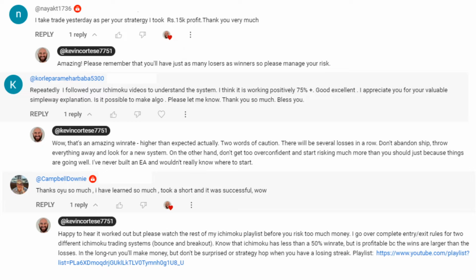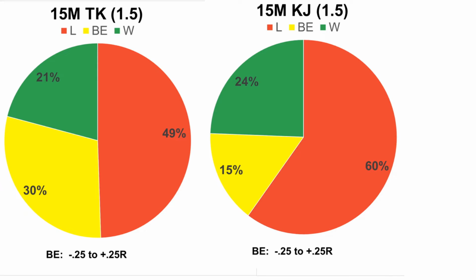Let's take a look at the actual stats for the 15-minute time frame. For a stop of 1.5 ATR with TK, the faster moving average, we expect to lose half the trades. I define break-even anywhere from a loss of a negative 0.25R up to a win of 0.25R. This happens about 30% of the time.